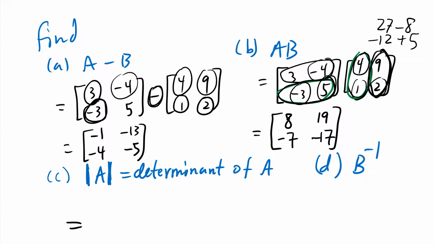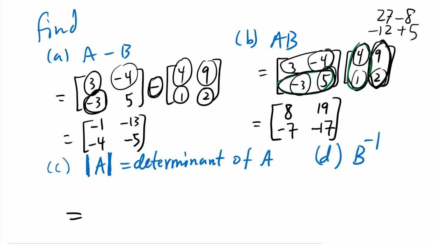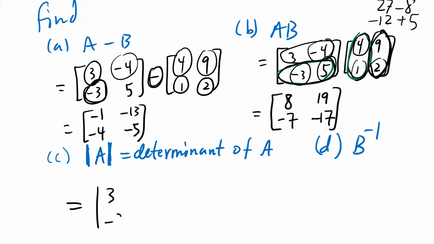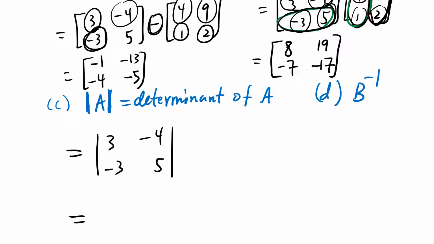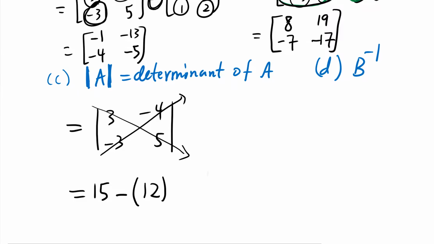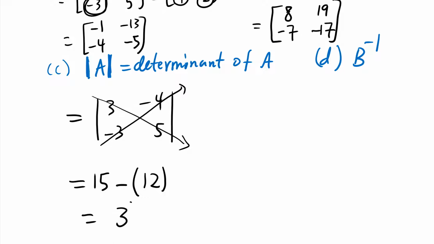Determinant of A. How do you find the determinant of A? So that's like we put an absolute value like that. The way to find the determinant, all you have to do is multiply this by this minus this by this. So the answer is 3.